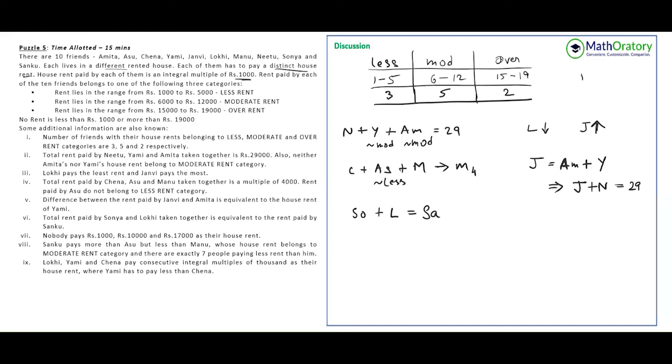So 1, 10, and 17 are not valid numbers in this set. So I'll keep this information separately.